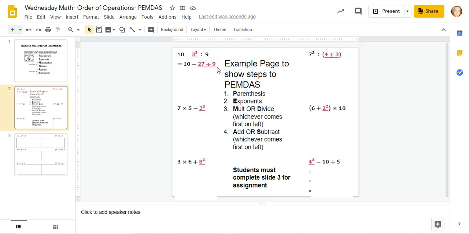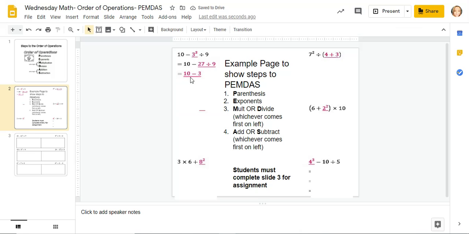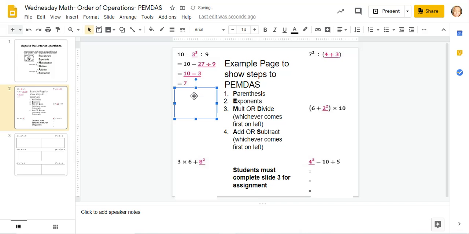Well, you can skip count by 9s and figure out that it is 3. So you write your 3, and then you bring your next thing down. Now you simply have one operation left, a subtraction. So we have 10 minus 3, and we all should know that 10 minus 3 is 7. So your final answer to that would be 7.